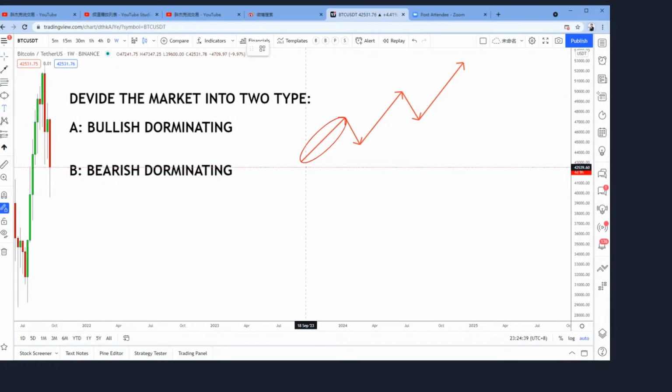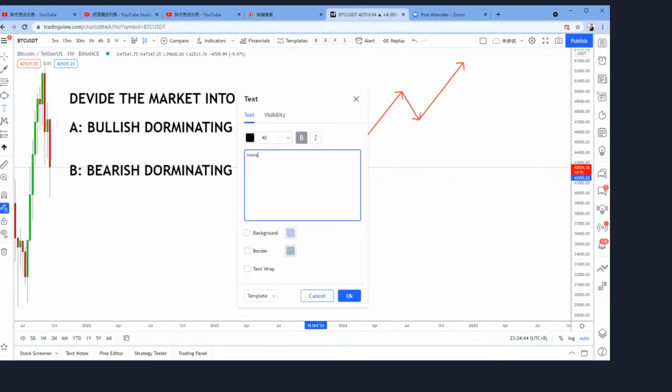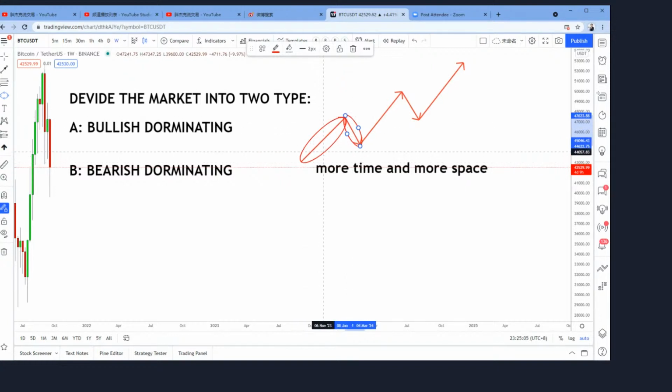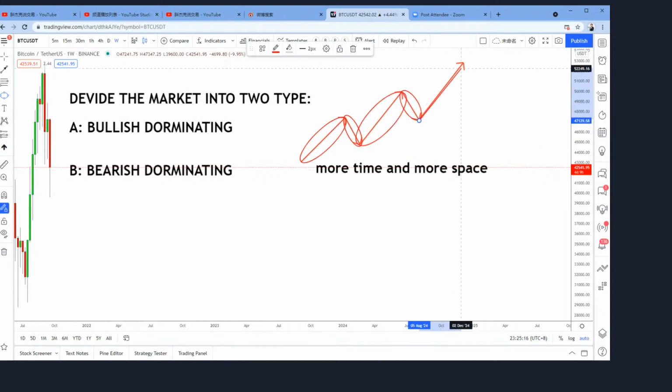Yes. The answer is, in bullish dominating, the rally will take more time and more space. The bearish correction will be shorter and lower in space, lesser space than the rally wave. And it is just a cycle like this. Keep repeating the cycle: dominating wave, correction, another dominating wave. So this is a bullish wave.